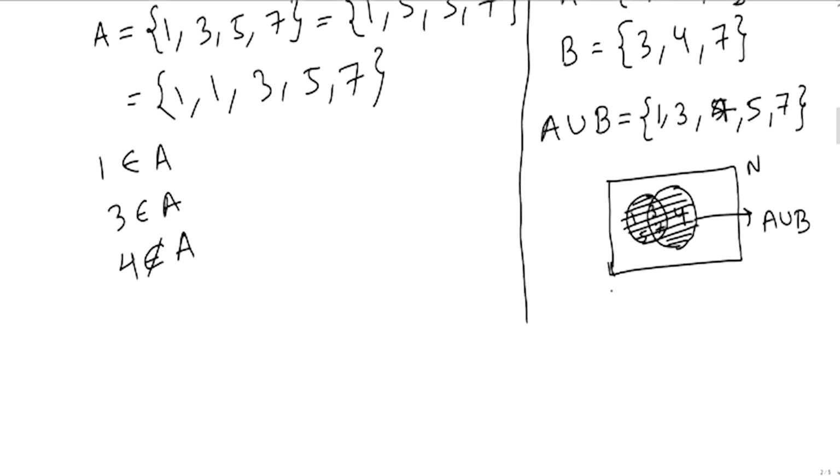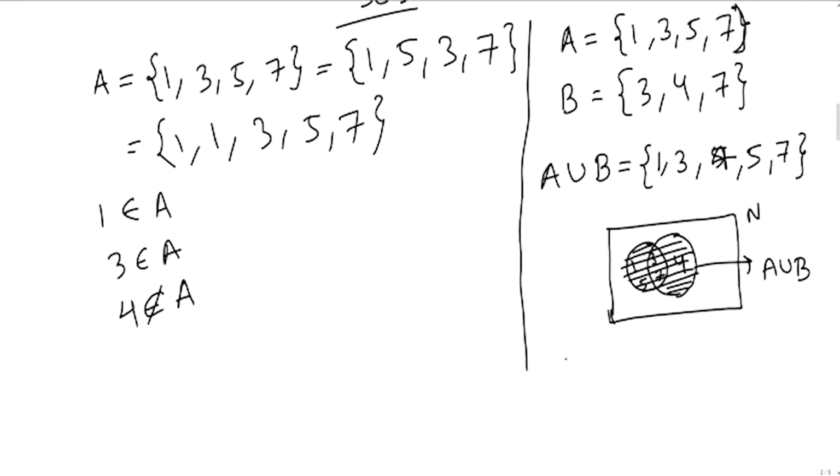Similarly, you can find A intersection B. So intersection of two sets. A intersection B. Now A intersection B is a set whose elements belong to both A and B. Okay, a set containing elements which belong to both A and B. Okay, so basically it's a set of common elements of A and B.